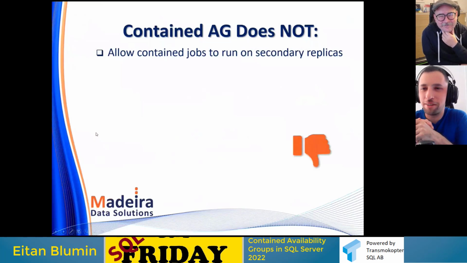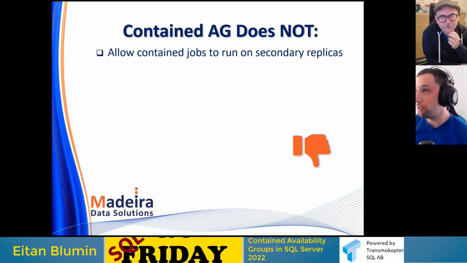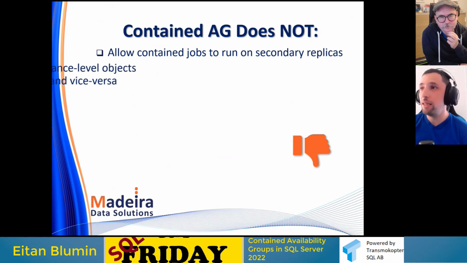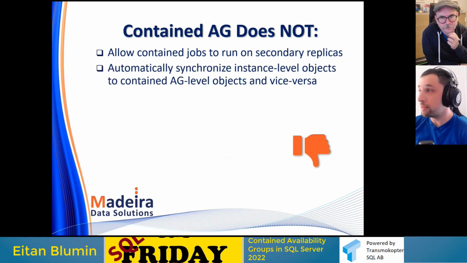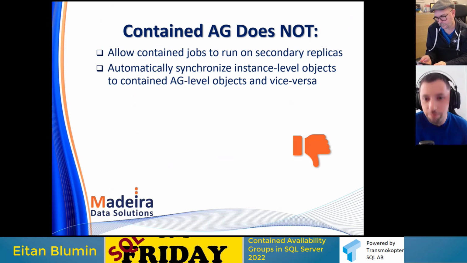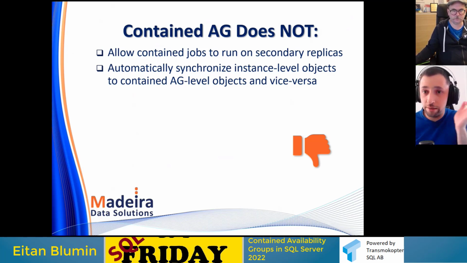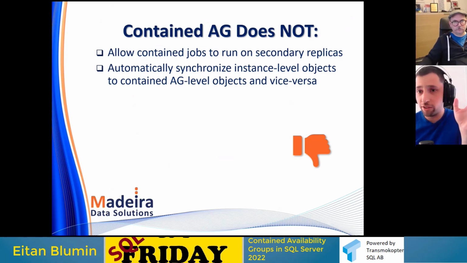Okay, so let's summarize. Let's talk about what contained availability groups do not do. It does not allow contained jobs to run on secondary replicas, as I just said. It does not automatically synchronize instance level objects to contained AG level objects and vice versa. For example, if you create a new login after the availability group already exists, even if it's a sysadmin login, it will not be automatically copied over into the contained availability group. You will have to do that manually, and vice versa.